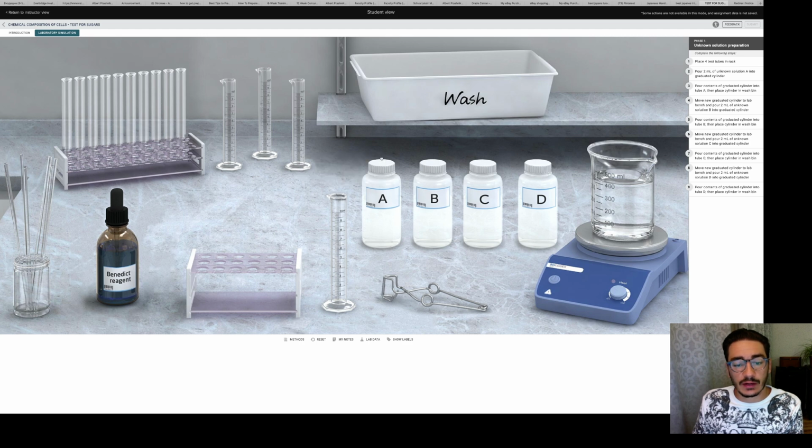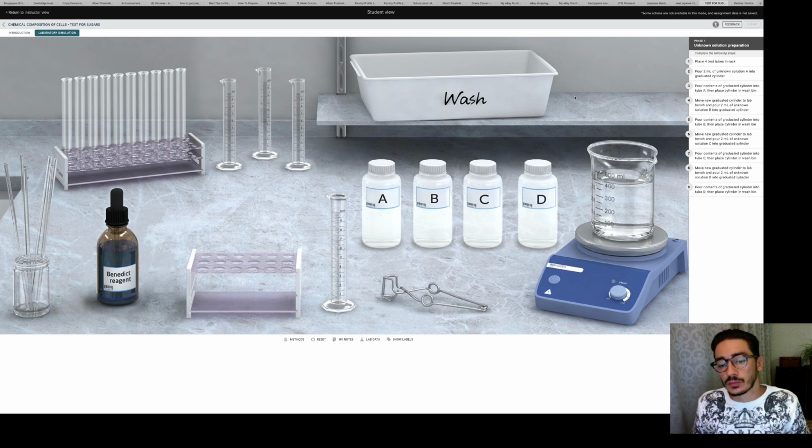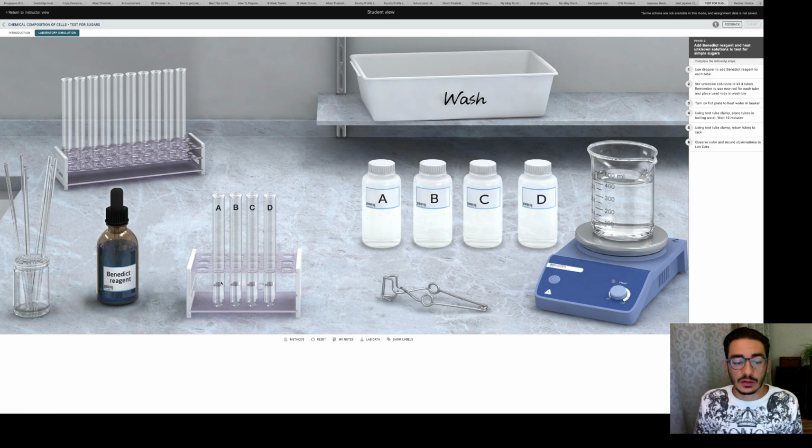What you have to do is always follow the methods. If you do not understand something, go to the methods and follow each step, and then it's going to get clear. So remember, you have to take your four tubes. I'm just going to skip that. Also you add the solutions A, B, C, D. This is a known solution with a known concentration of simple carbohydrates. The next step, we're going to add the Benedict reagent to each one.